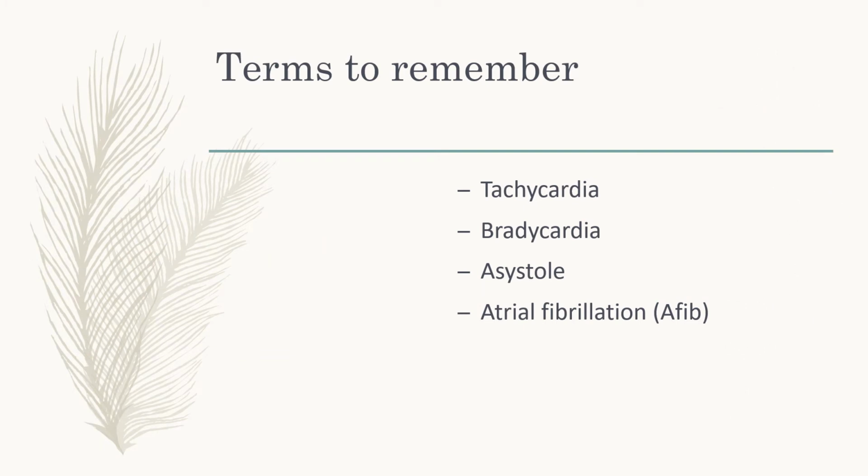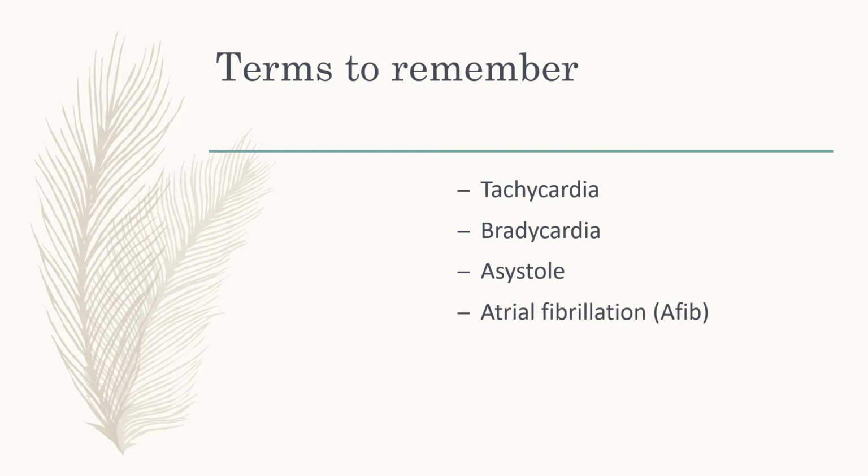So terms to remember, let's break these down a little bit. So you've got your prefix tachy, which means fast, and then you have cardia, which would be related to the heart. So that word would be fast heart or fast heart rate. And then you have brady, which would mean slow. Then you have slow heart rate for bradycardia. Next, you have asystole, and A is without. Systole is the word that we use to describe the contraction phase of the heart in anatomy. So asystole, without contraction, the heart's not beating.